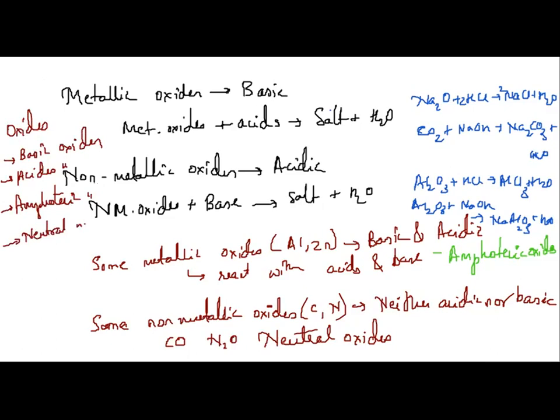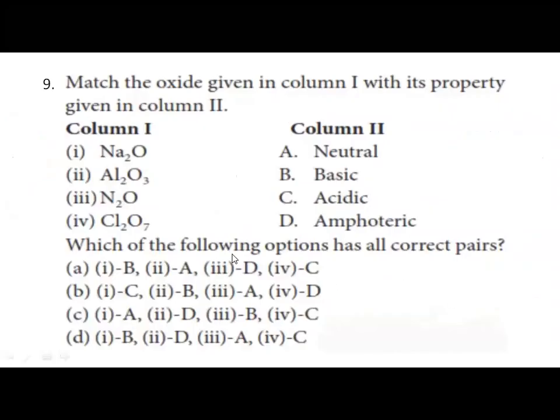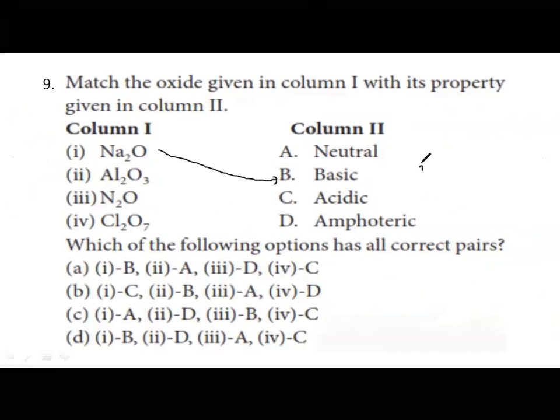Okay, now let us see what the question is. They have asked, sodium oxide is what? Sodium oxide is a basic oxide. So the first one is B. Aluminium oxide is an amphoteric oxide. The second one is D. N2O is what?